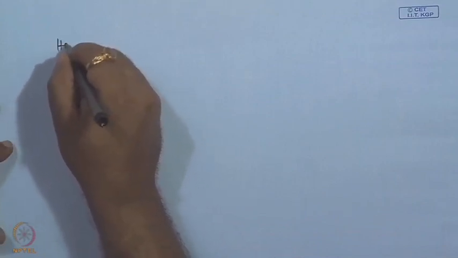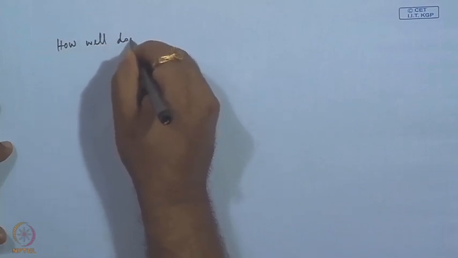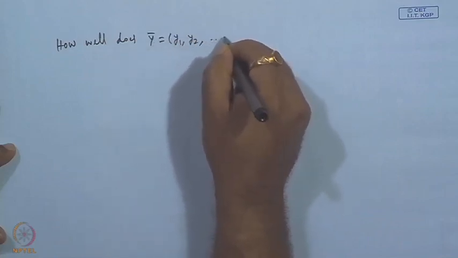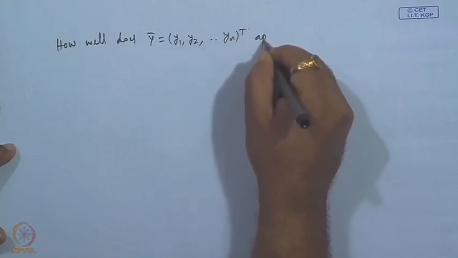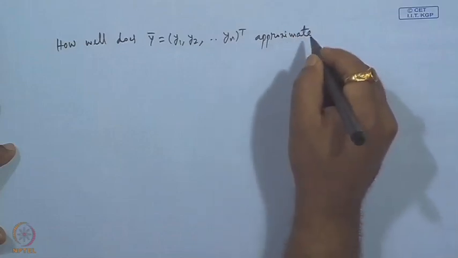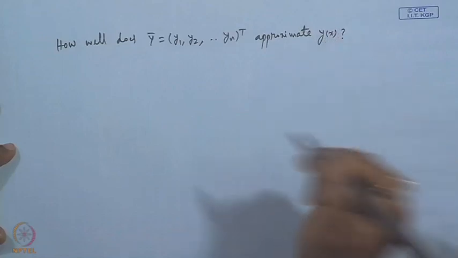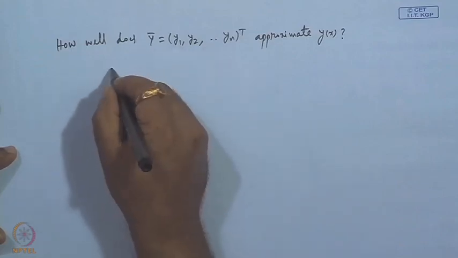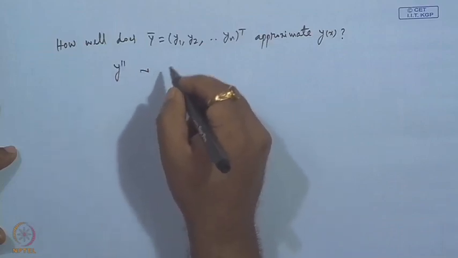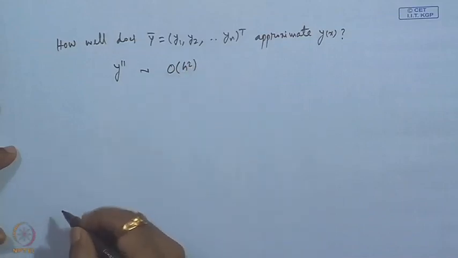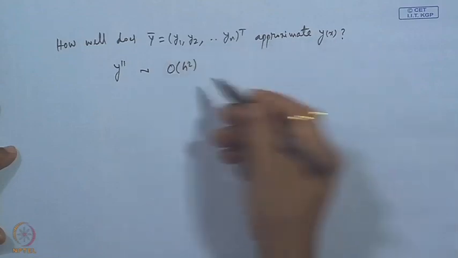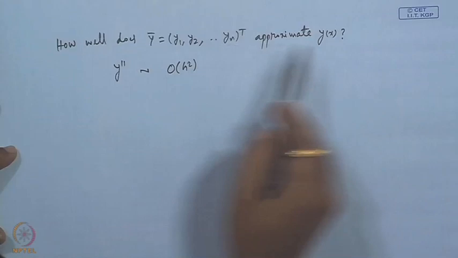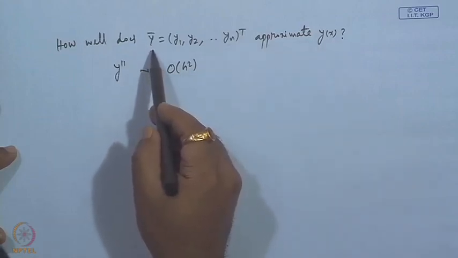The question to be asked: how well does the approximate solution y1, y2 transpose approximate y of x, okay. So then somebody would say, well, we have discretized y double prime by a scheme which behaves like this. So therefore, the corresponding approximation must be of this order. Okay. Are you following? See, these are at the grid points. Remember, these are at the grid points. Y of x is the true solution. So this is the vector notation I am using.